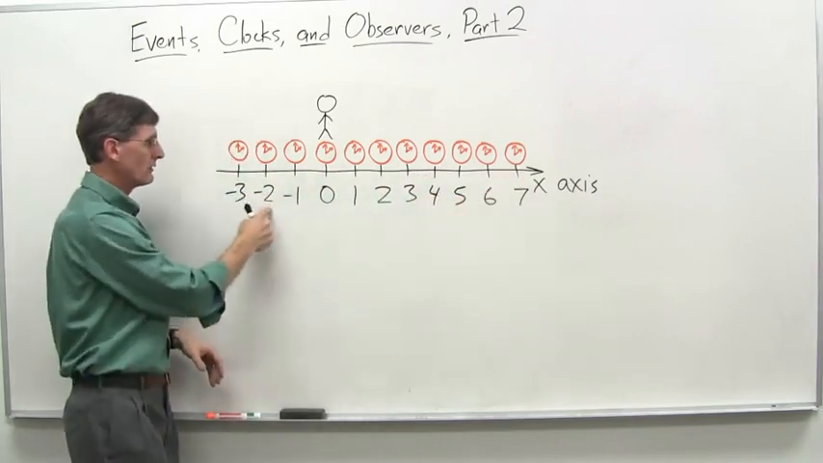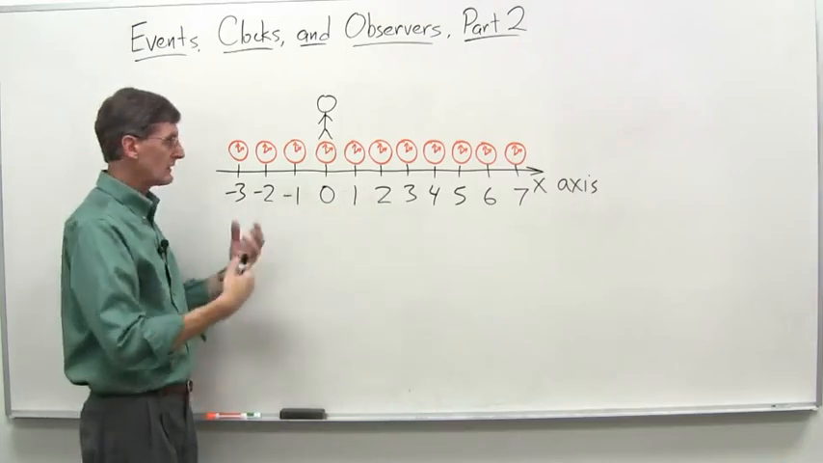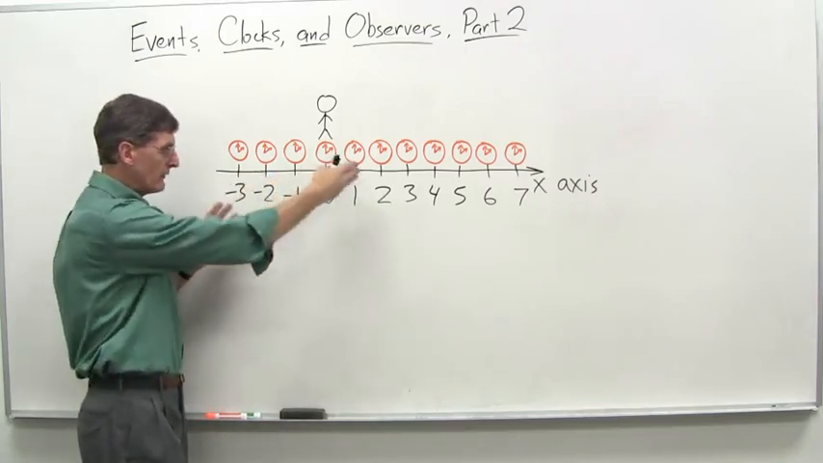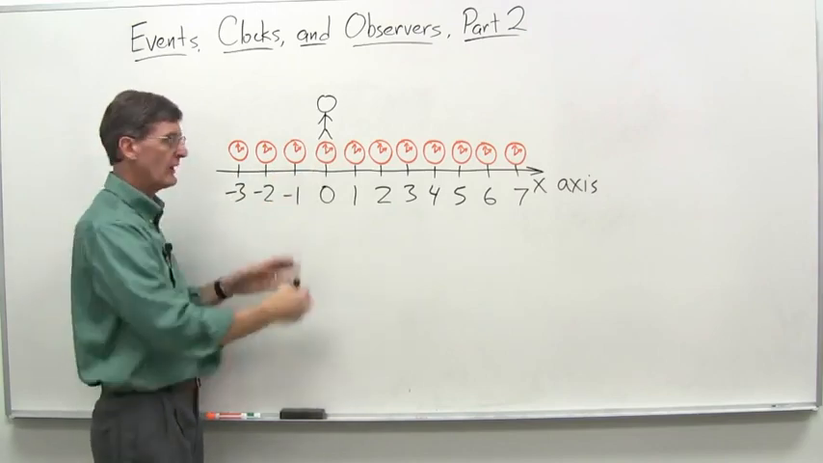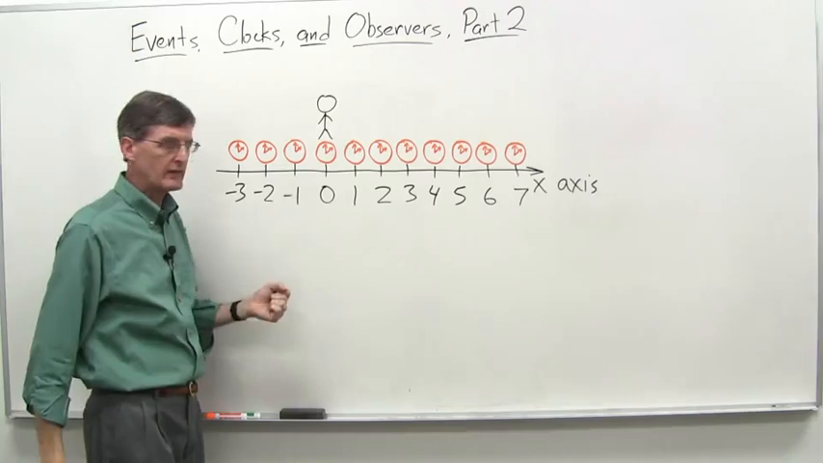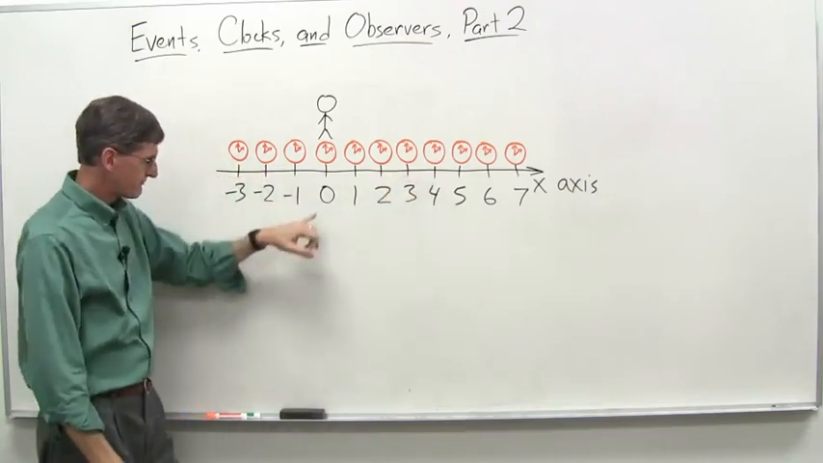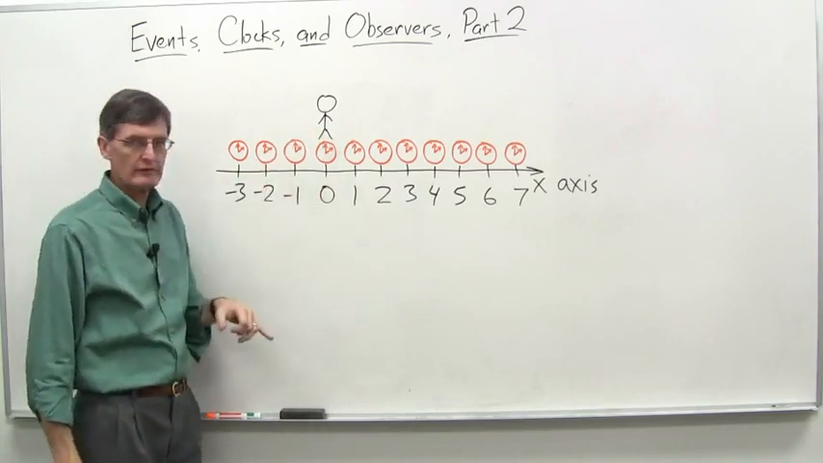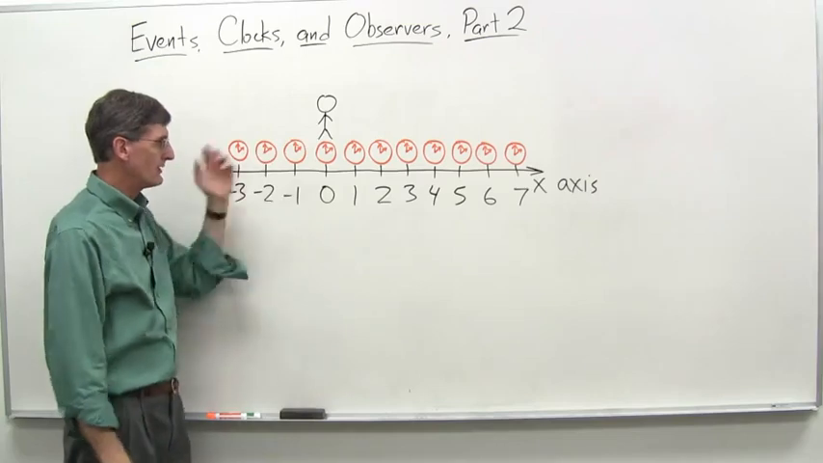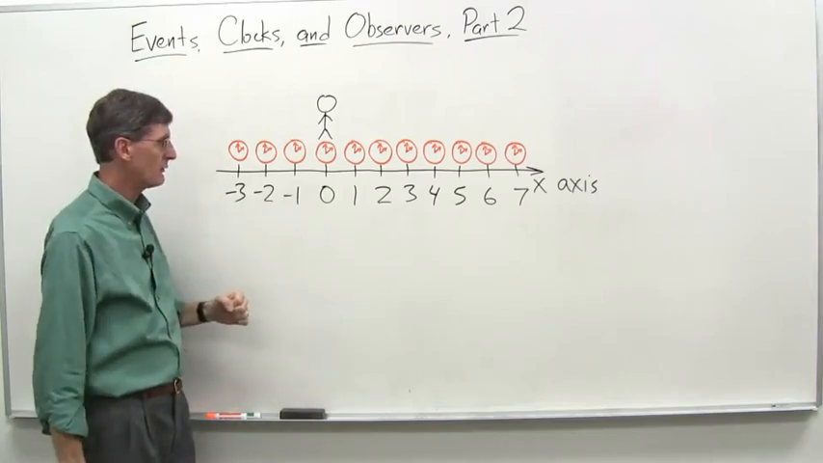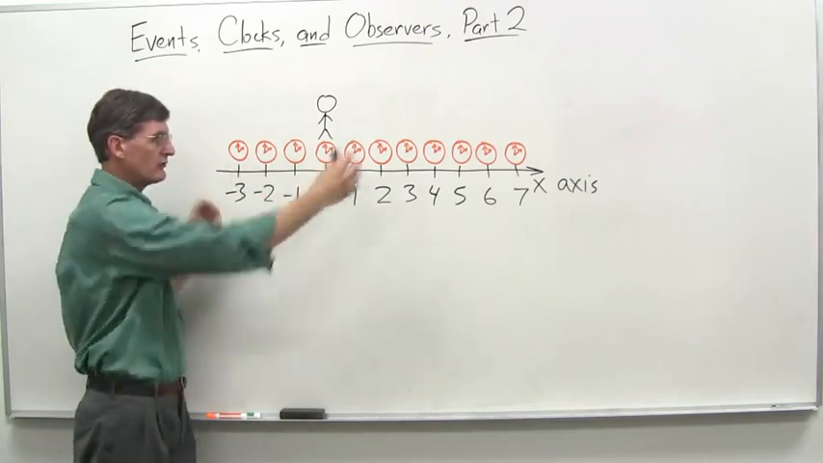So at each point along the x-axis, I have a clock. Clearly, if I want to specify halves and tenths and things like that, I just imagine I have a clock at every given tick mark on our x-axis. Here's the origin. Here is the observer. We'll just imagine it's us standing there. We're going to be observing things. And so then here's our grid of clocks.